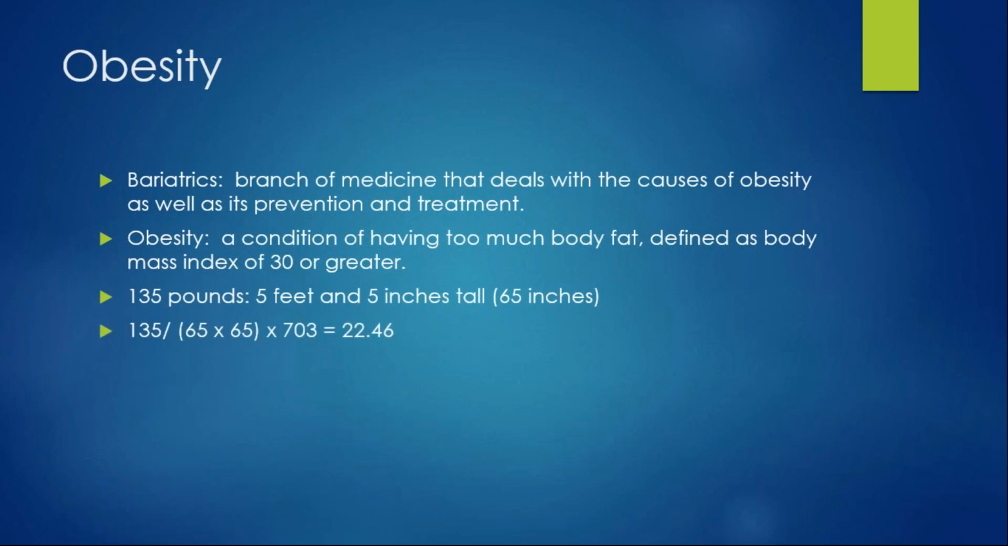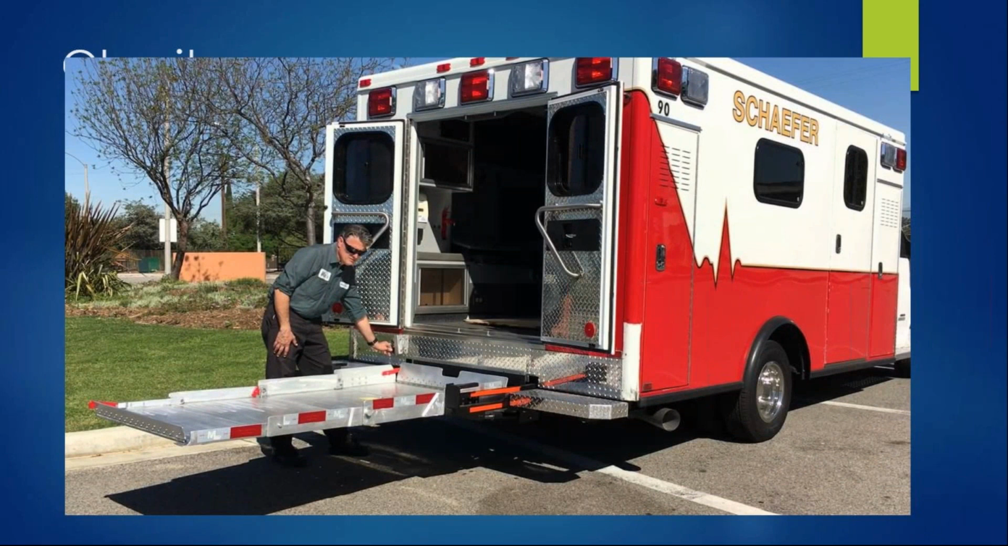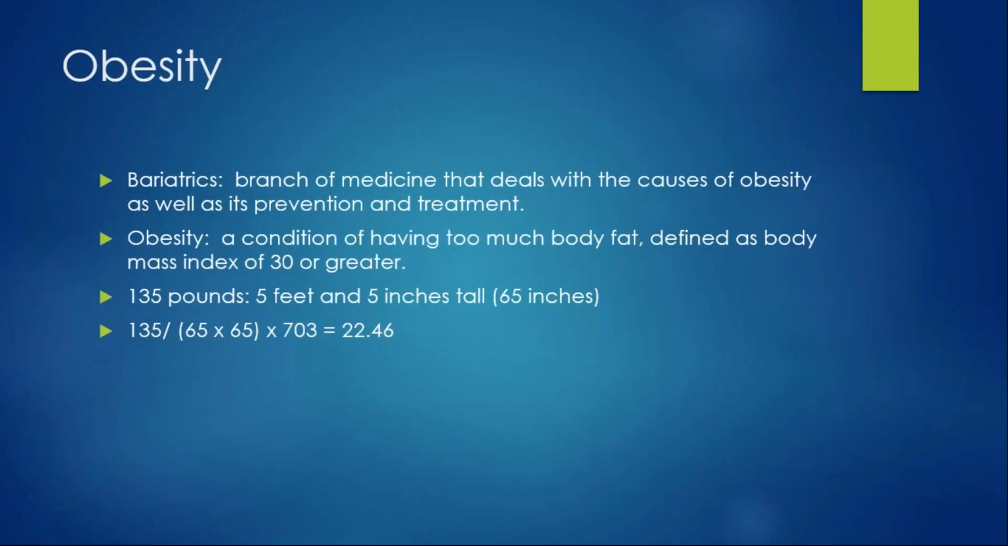So this is how we actually calculate that BMI. So we take the amount that that individual weighs, and then you're going to divide it by the height in inches times 65 times 65, and then we're going to multiply that by 703, which is the specific BMI component for the individual who is that height. And as a result, that BMI component would be 22.46.